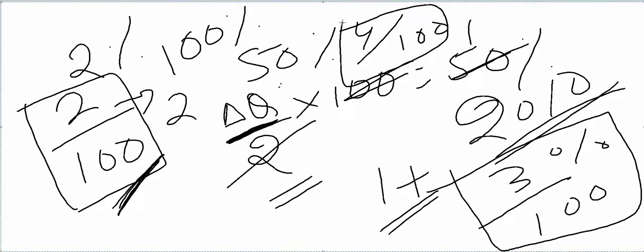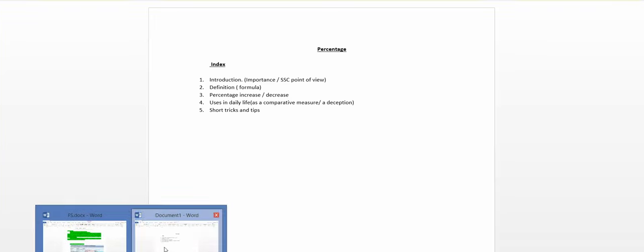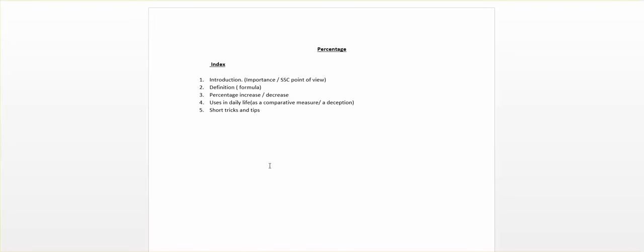So in that way, the percentage profit can be very deceptive. So to have a real feel of it, you should have complete, thorough knowledge of these concepts, right?